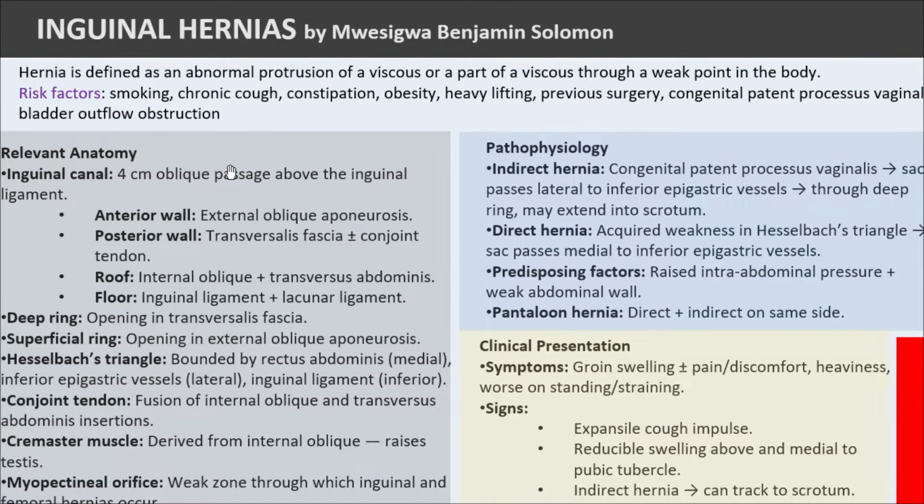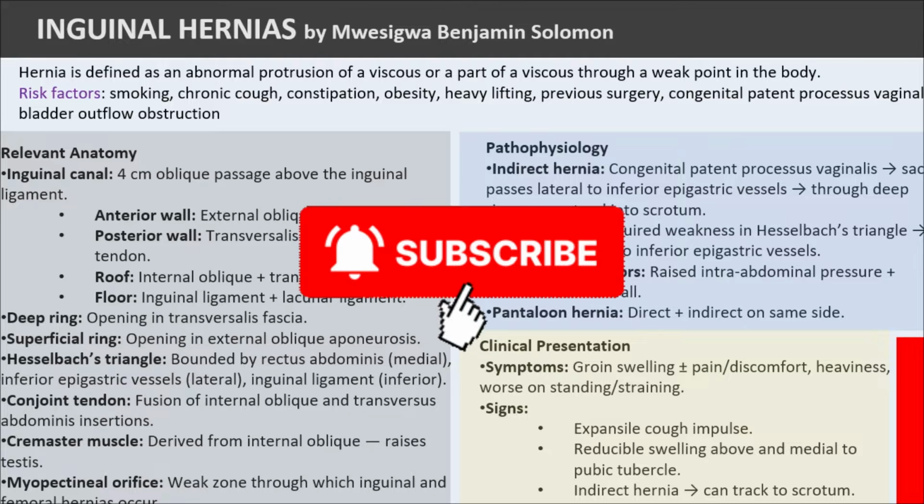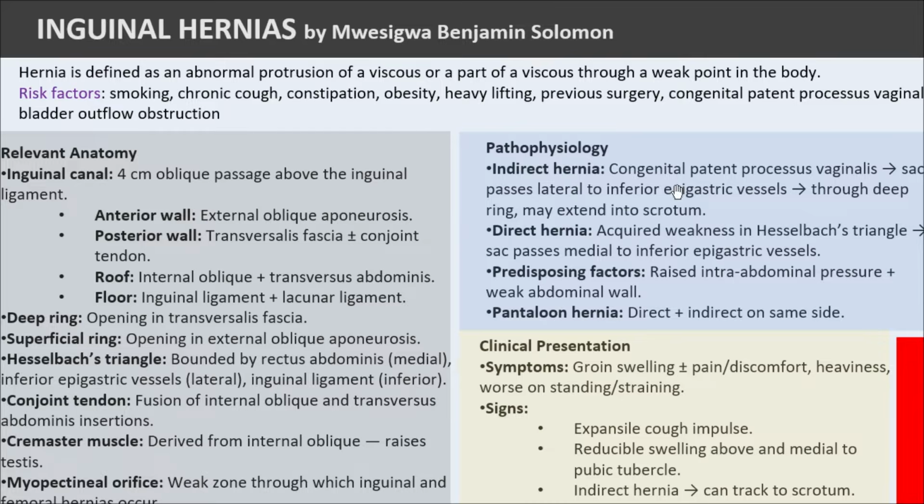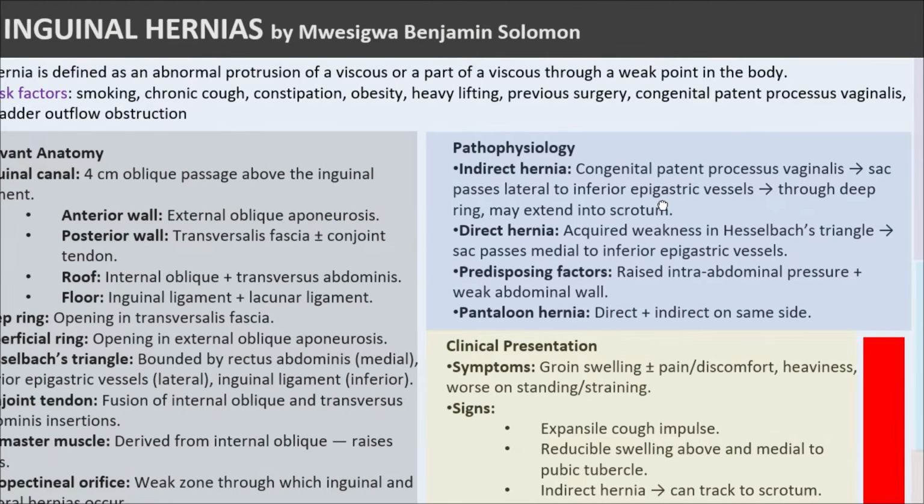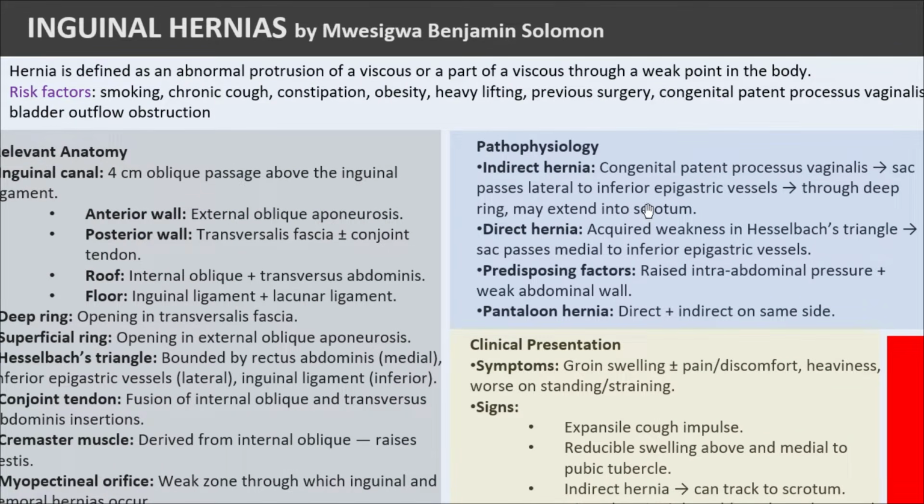And it's going to be associated with risk factors like smoking, chronic cough, constipation, obesity, heavy lifting, previous surgery, congenital patent processus vaginalis, and then chronic bladder outflow obstruction.